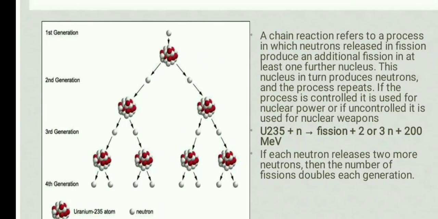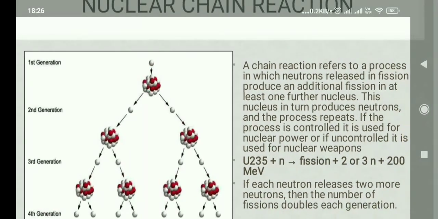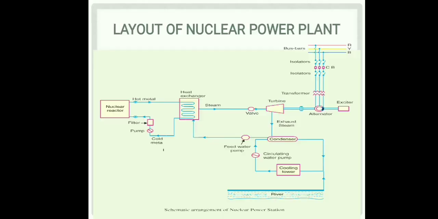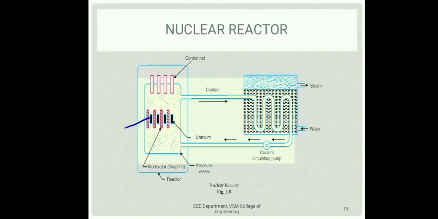You should see here, this is uranium 235 plus a neutron. After the fission process, what happens? 2 or 3 neutrons are released, and nearly 200 million electron volts of energy is the output of the reaction. This energy is used to convert water into steam by means of a coolant.